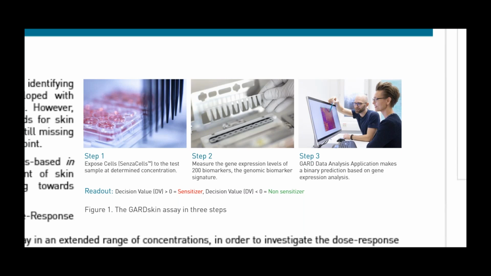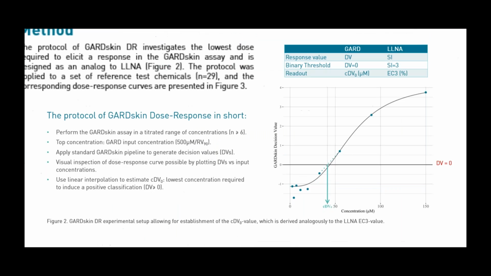So the aim of my poster today is to present a novel testing strategy for assessment of quantitative skin sensitizing potency on a continuous scale based on the output from the GARD skin assay. This figure briefly summarizes the experimental protocol that was applied in the poster. The GARD skin assay was performed in a titrated range of concentrations instead of only at one concentration. The top concentration used was 500 micromolar. The standard GARD skin protocol was applied in order to generate decision values for each of the concentrations and for a total of 29 substances.